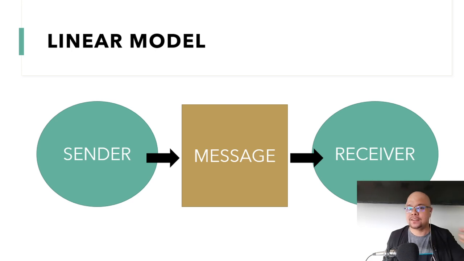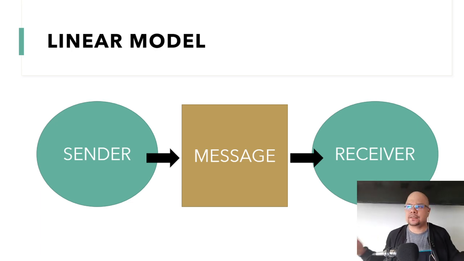Okay, so this is the visual representation. So we have the sender, the message, and the receiver. Mind the arrows. As you can see, they are pointing in a single direction. And that will tell you that communication flows in one direction or in a single direction.